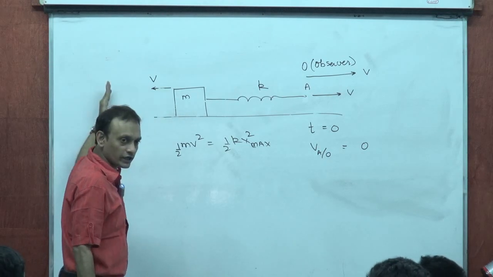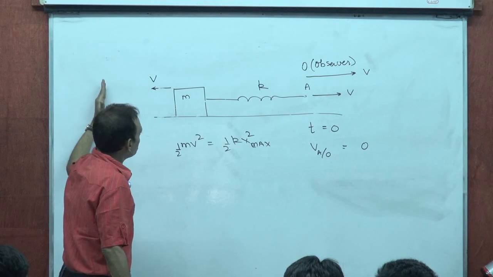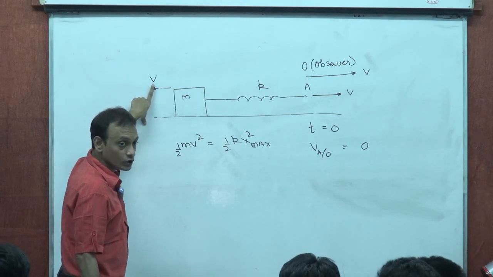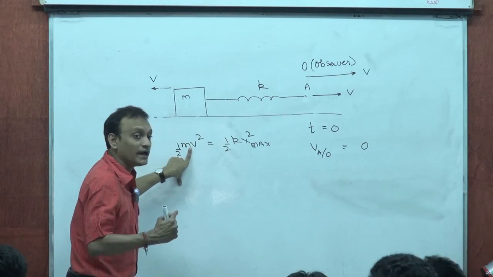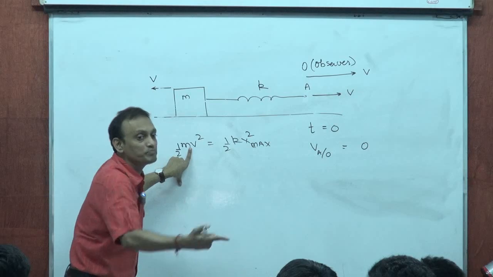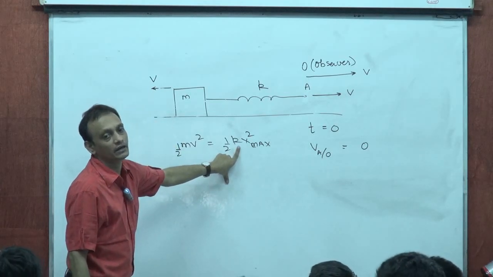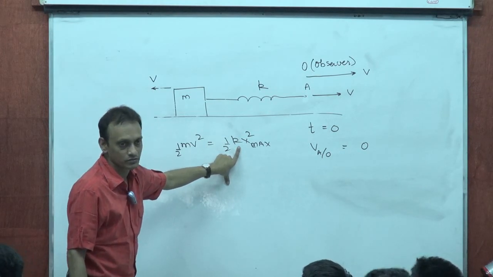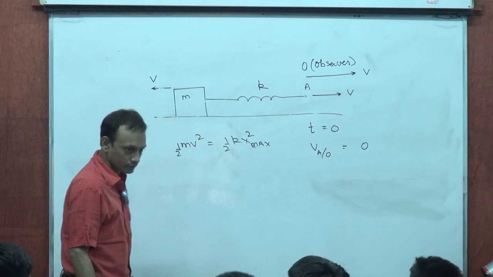So the spring will elongate. Eventually a state of maximum elongation of the spring would be one when the velocity of this will become 0. That means it would have lost kinetic energy equal to half mv squared. And where would it have appeared? It would have appeared as half k x max squared as elastic potential energy in the spring. That is how it would have happened. Got me? Right?